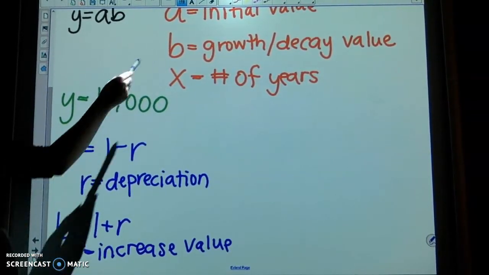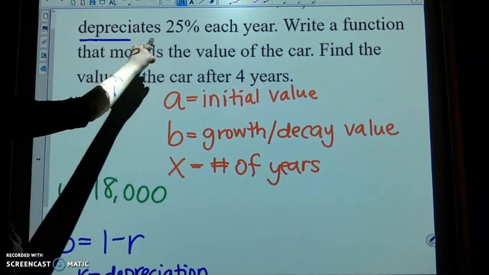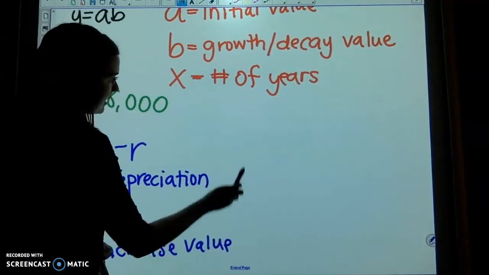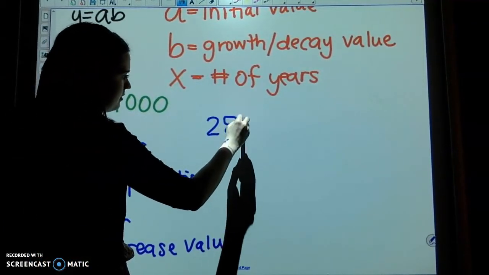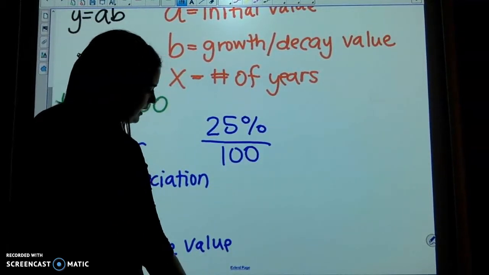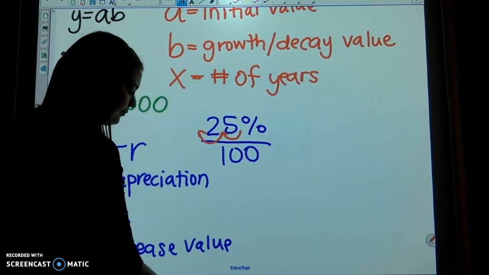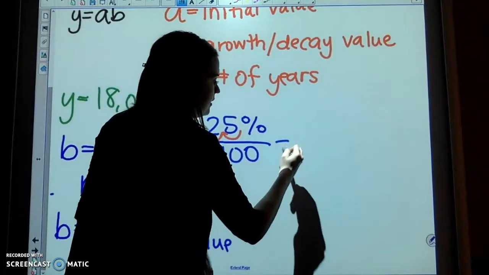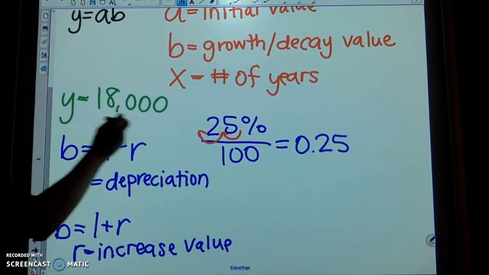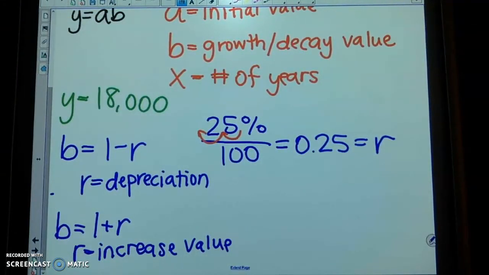So now we know that it's a depreciation because it says it depreciates at 25% each year. So 25% as a decimal, we divide by 100, which in this case will move the decimal place to the right 2. So that'll give us r is equal to 0.25. So that's our r value. Not our b value, our r value.